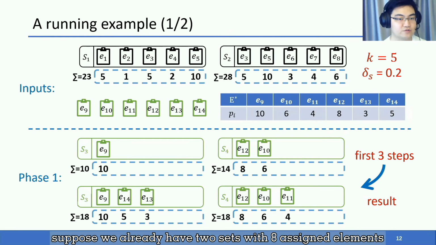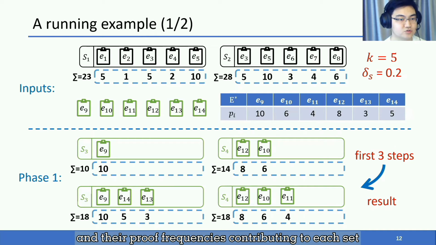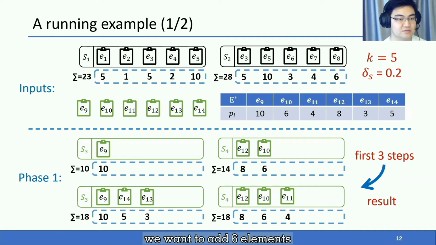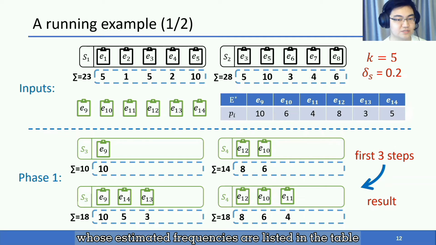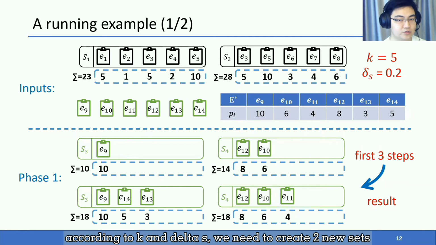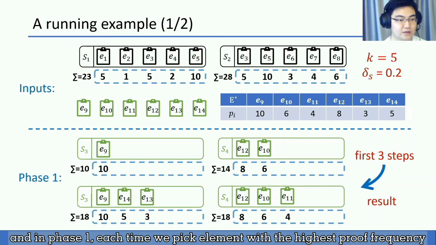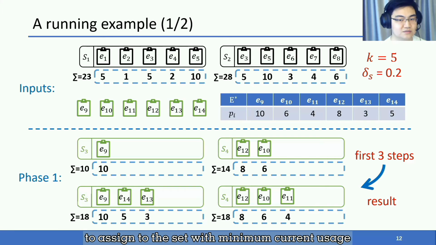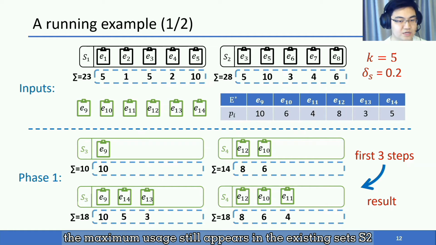Suppose we already have 2 sets with 8 assigned elements and their proof frequency contributing to each set. We want to add 6 elements whose estimated proof frequencies are listed in the table. According to E star and delta S, we need to create 2 new sets. And in phase 1, each time we pick the element with the highest proof frequency to assign to the set with minimum current usage, to get the result at the bottom. After phase 1, we can observe that the maximum usage still appears in the existing set as 2.